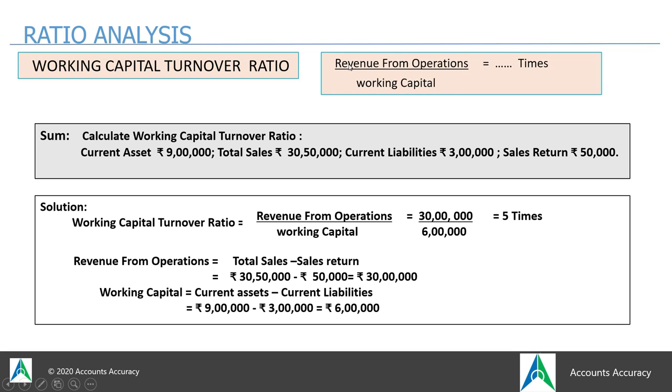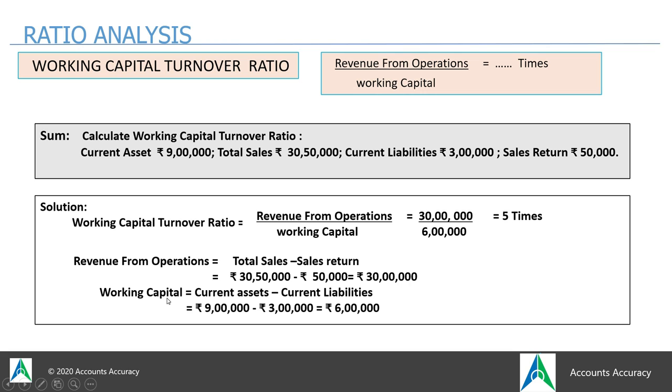For this what we do, revenue from operations divided by working capital. Revenue from operations would be what? The total sales less sales return. So total sales value is given here, that is 3,50,000. From that if you deduct sales return you get revenue from operations. So 30 lakh is the revenue from operations.